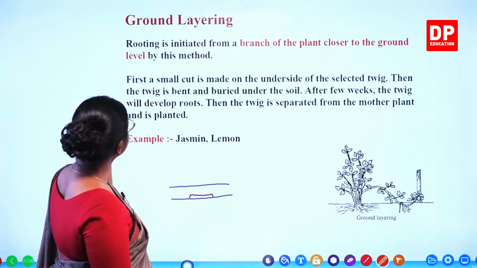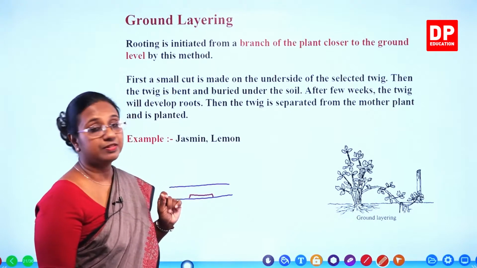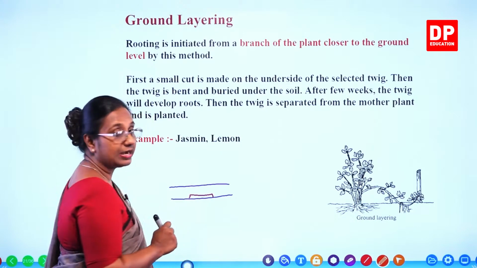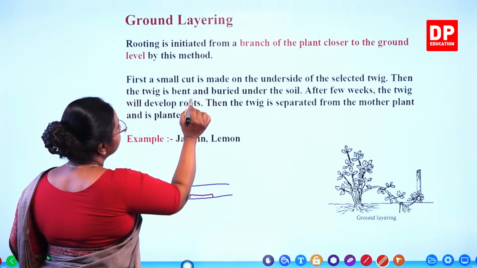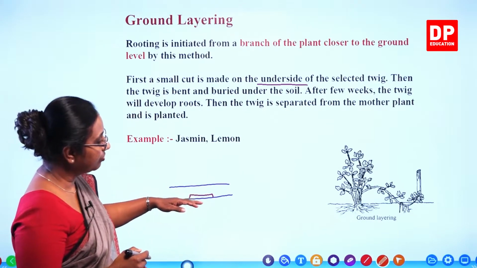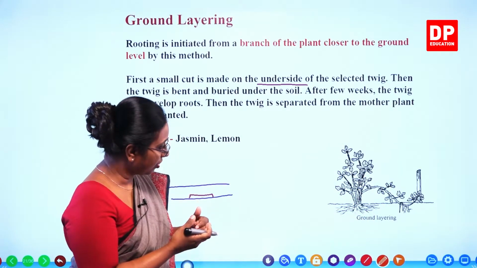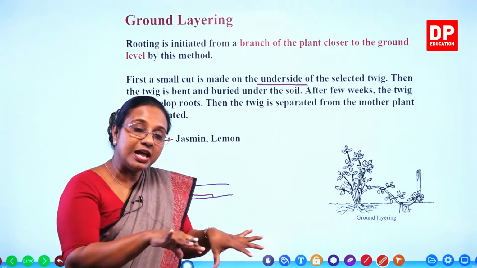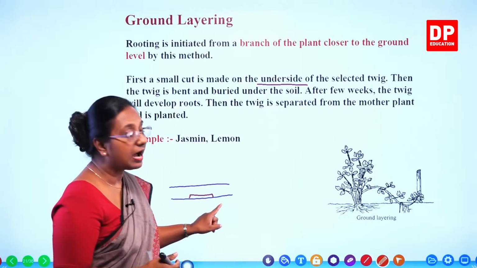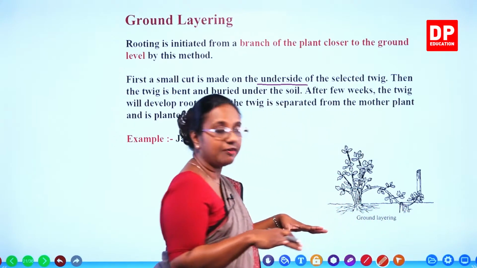So then what happens is, if we look at the method, first a small cut is made on the underside of the selected twig. So as I told you all, you select the twig, then you make a cut at the underside. Then what we do is, we dig a very shallow hole in the soil surface, or just spread out the soil. Then you keep that part of the twig with the bark removed, and over that again you put soil like this and you cover it up.